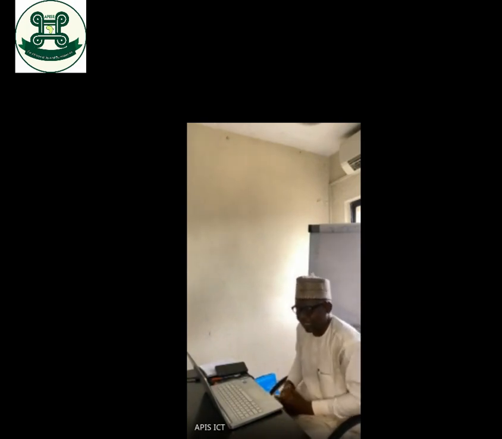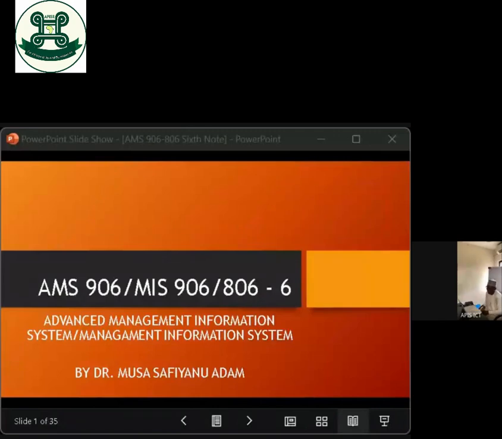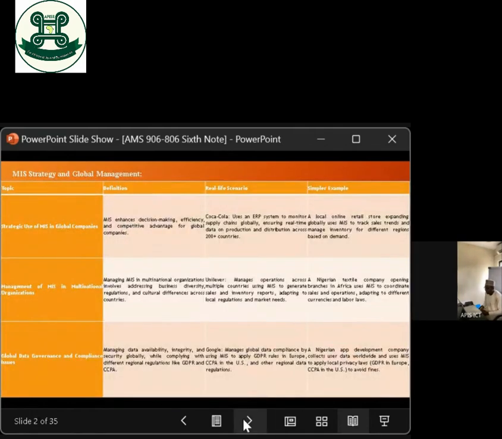Then we also have management of MIS in multinational organizations. By definition, I say managing MIS in a multinational organization involves addressing business diversity, regulation, and cultural differences across countries. So an example with a real-life scenario, I said Unilever manages operations across multiple countries using MIS to generate sales and inventory reports.